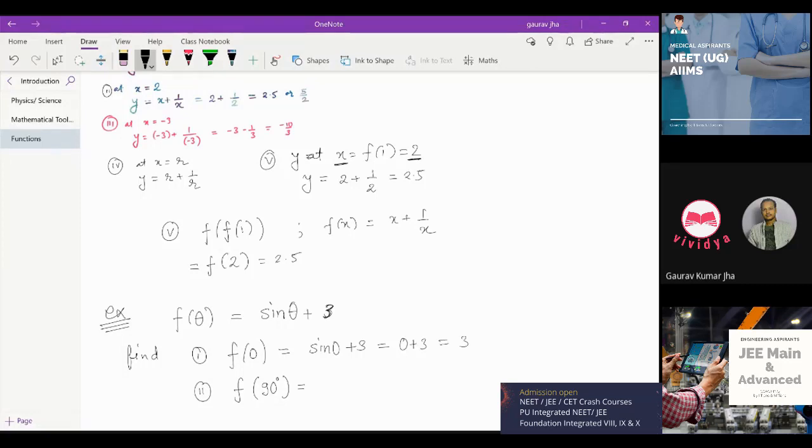And for sine of 90 degree, you will write sine of 90 degree plus 3, as the function says. Sine of 90 degree is 1, and hence it will become 4. So that's how the answers are coming. See, it is pretty easy.